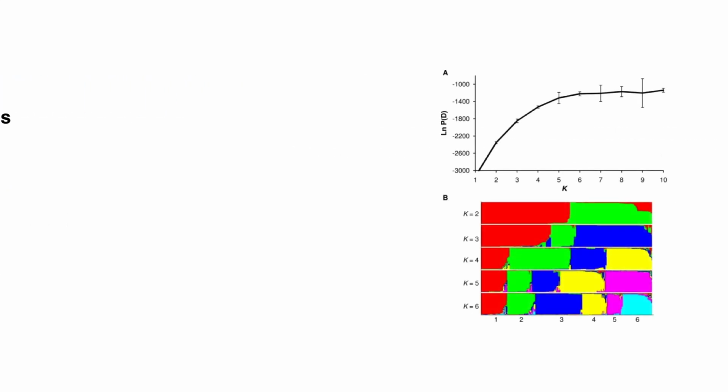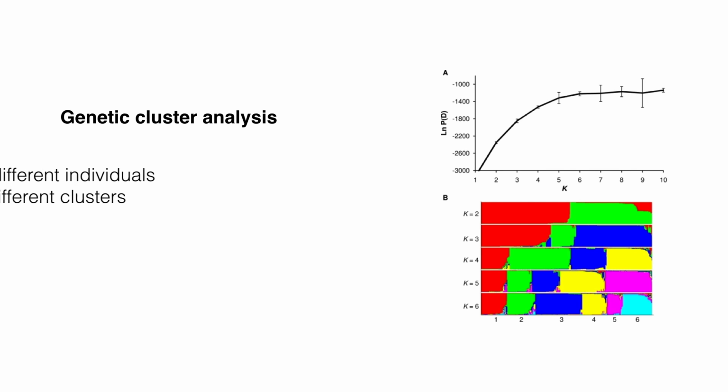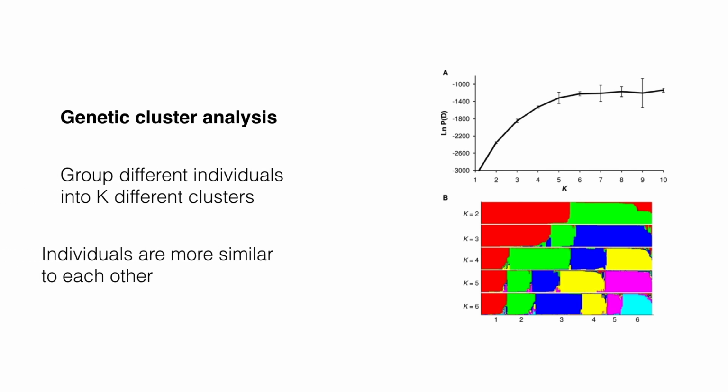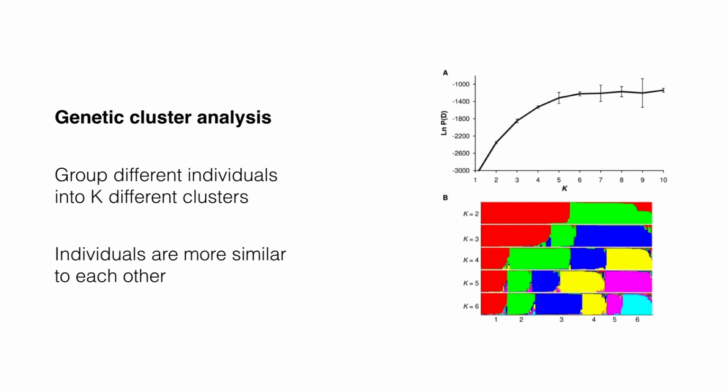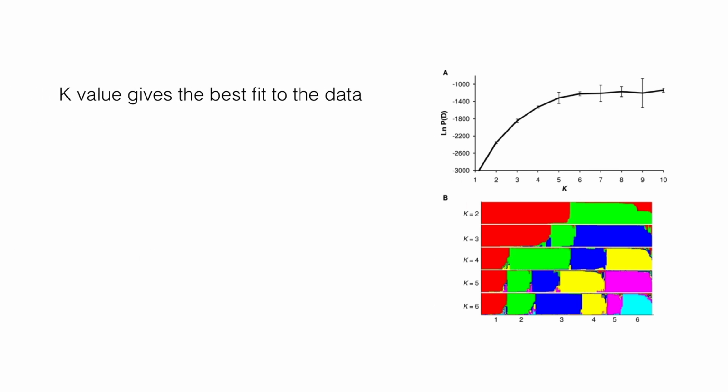The aim of genetic cluster analysis is to group different individuals into K different clusters based on genetic similarity. We can estimate the K before starting the analysis. So the K value, the number of clusters, that gives the best fit to the data, should be the estimate for the true number of clusters. For example, on the right, you can see increasing K value above 5 gets to a plateau, so it does not contribute meaningfully to the interpretation.